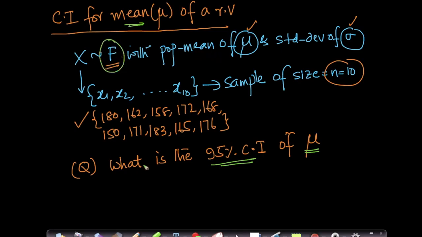So the question we are trying to answer here is, given this sample of size 10, what is a 95% confidence interval of mu? How do we compute this? There are two cases for this. Let's go case by case.